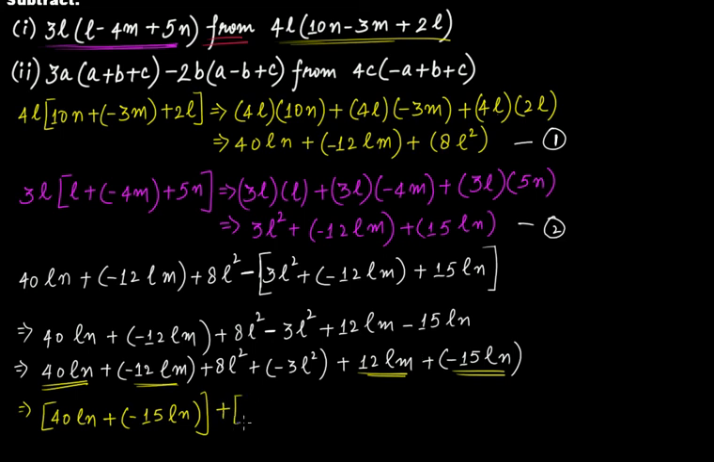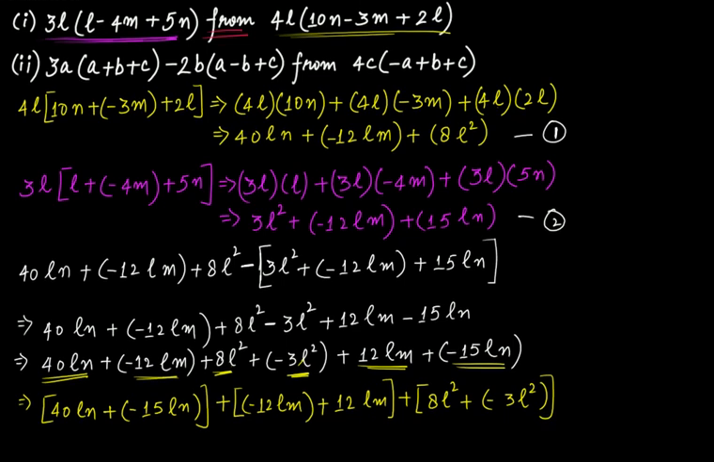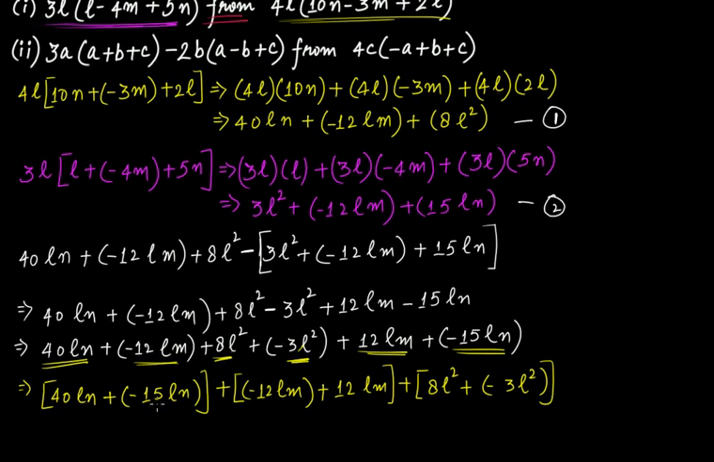So put within the bracket minus 12lm plus 12lm. Now you have 8l squared and minus 3l squared. Again, two like terms because l squared is here and l squared is here. So plus 8l squared plus minus 3l squared. Right? So 40ln and minus 15ln means this is 25ln, then plus minus 12lm plus 12lm means you will get 0. Minus 12 plus 12 means 0.